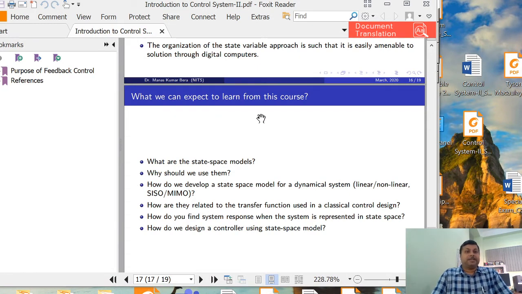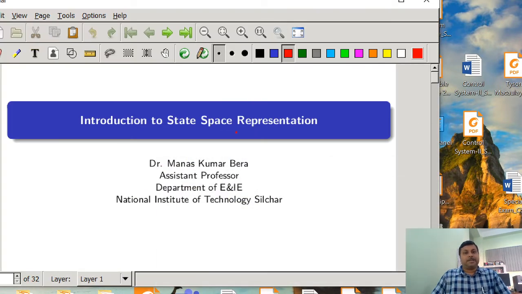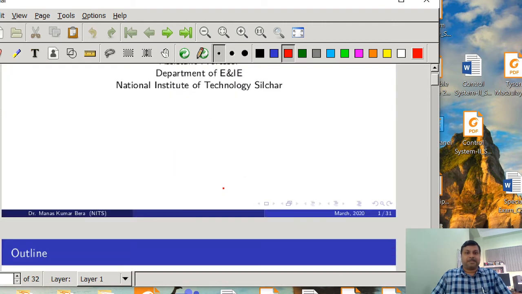What is a state space model? Once we understand what the states are for a system, then we will try to understand what state space models are, why we should use them, and also how to develop a state space model for a dynamical system. So let us come back to today's discussion, that is, introduction to state space representation.